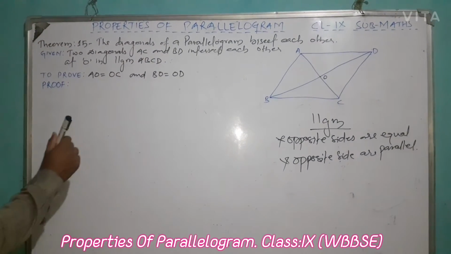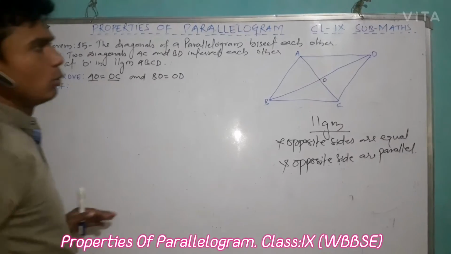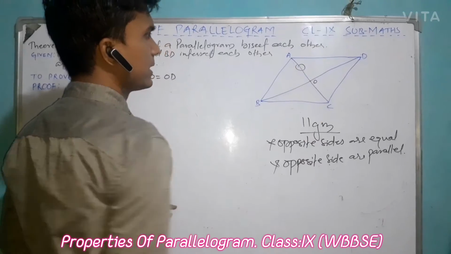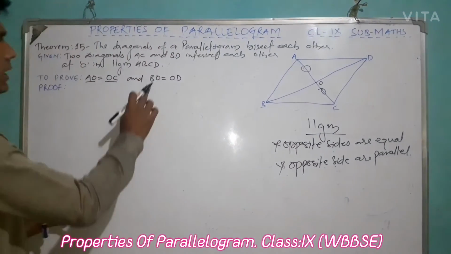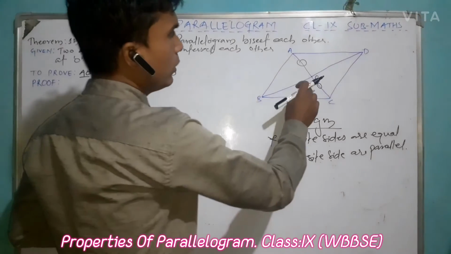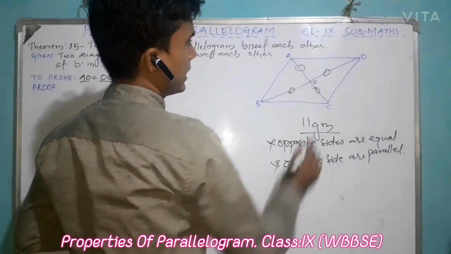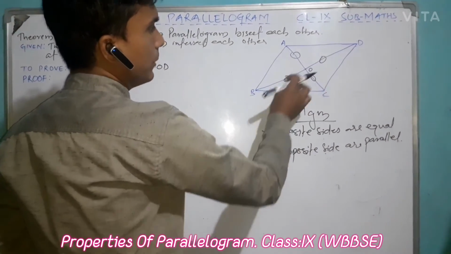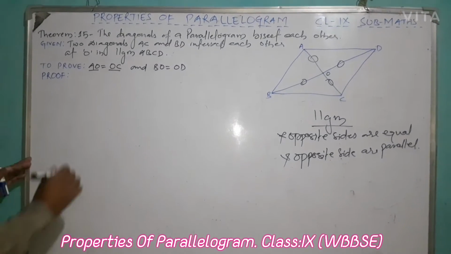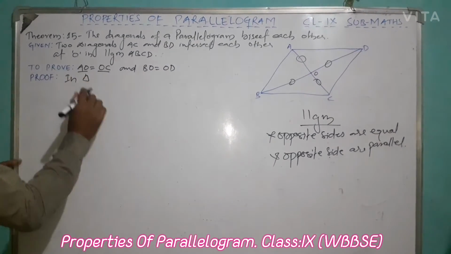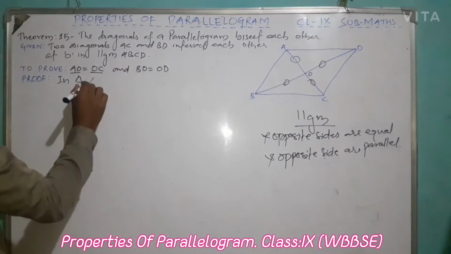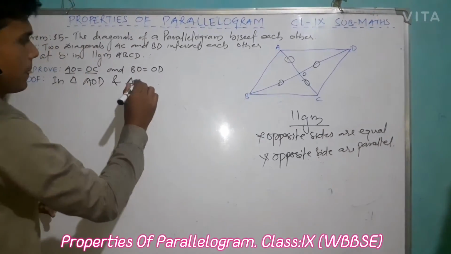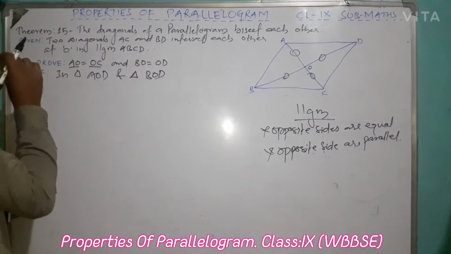We need to prove that AO equals OC. Here we are talking about these two sides, and then BO equals OD, these two sides, right? So what we'll do is take triangle AOD and triangle BOC in the proof. We took two triangles, right?